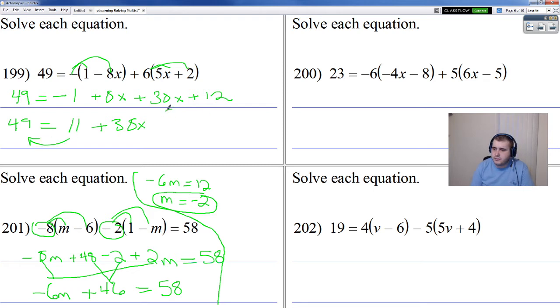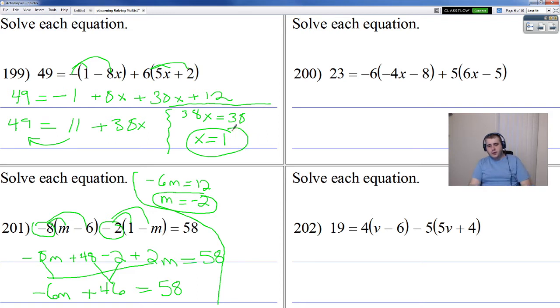We get 38x equals 38. And you ask yourself, okay, well, what times 38 is 38? Well, that's going to be 1, right? And that's all there is to it. Don't overthink these. They look complicated just because there's a lot of stuff, but it's all just the same thing that we've been doing.